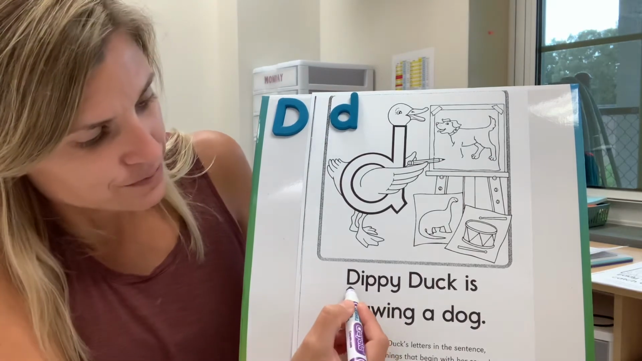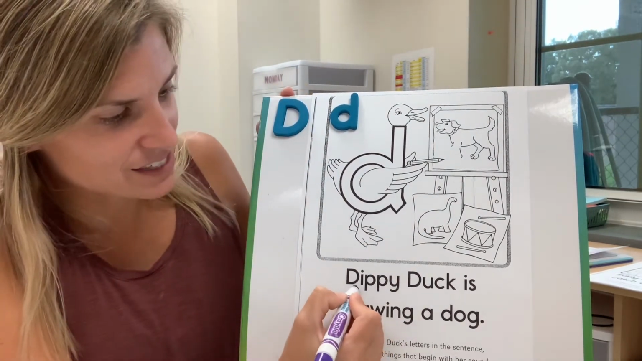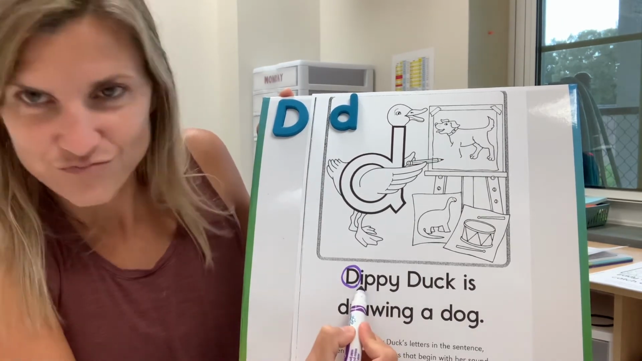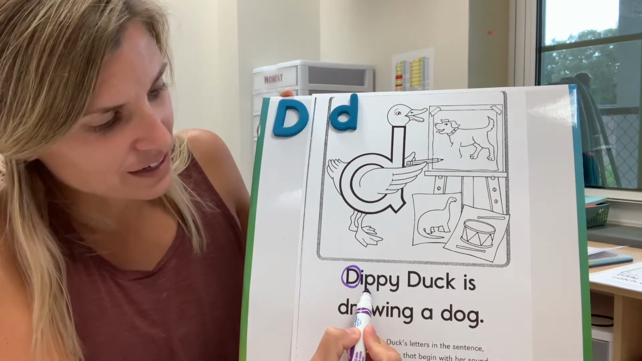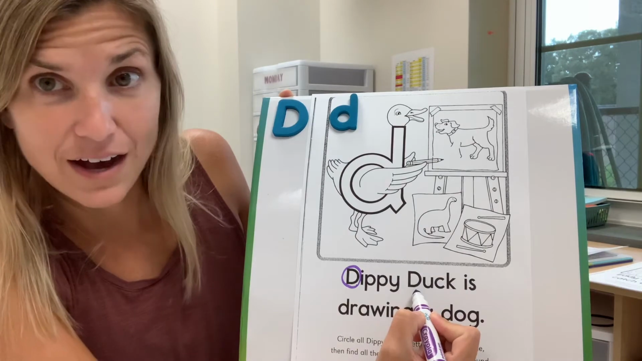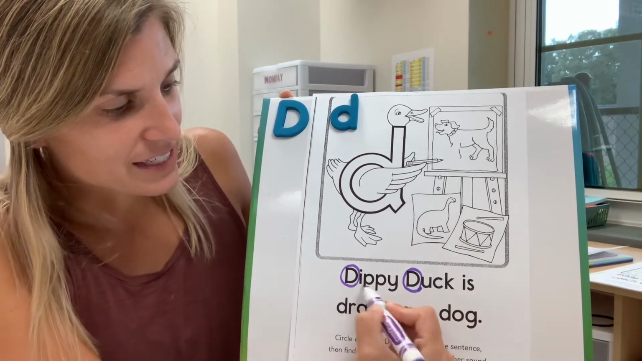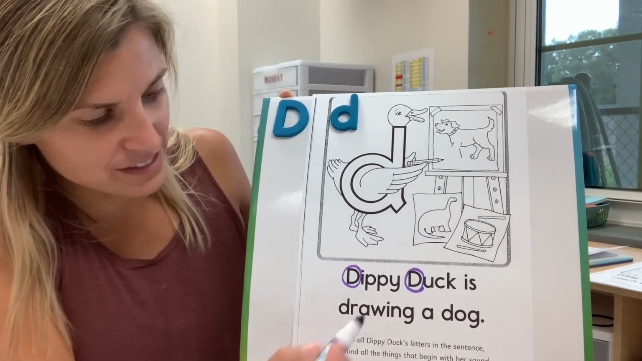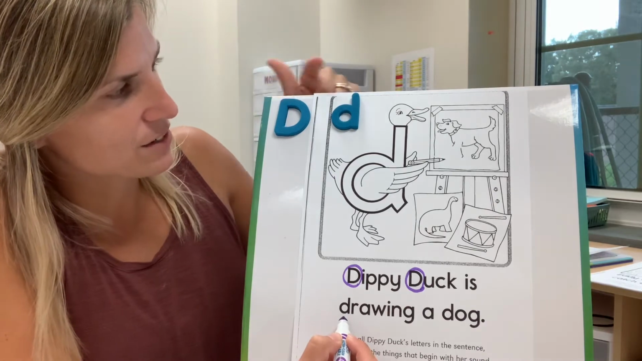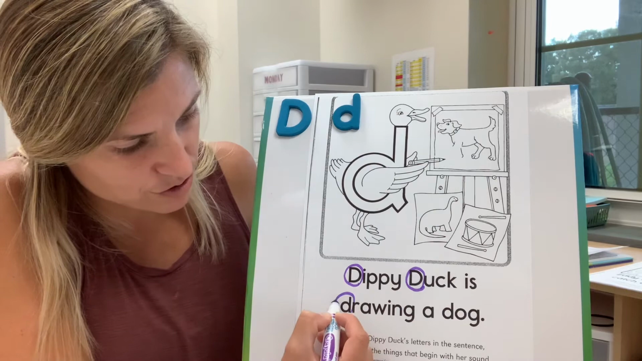So let's look. Do you think that's a letter D? Does that match? It does. So I'm gonna circle it, and you're gonna do this in your Seesaw. So no, let's keep looking. Dippy duck. Oh look, it's a letter D, so I'm gonna circle my letter D. Dippy Duck is drawing. Now, that one's not an uppercase letter D, but it does match my lowercase letter D, so I'm gonna circle D for drawing.